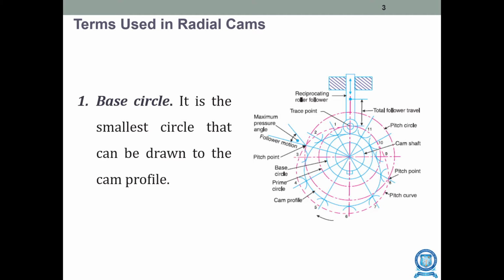First we will see what is meant by a base circle. The base circle is the smallest circle that can be drawn to the cam profile. I'm just giving a clue of what will happen. Just look at the diagram to see where the base circle is. You can see that this is your base circle, isn't it?